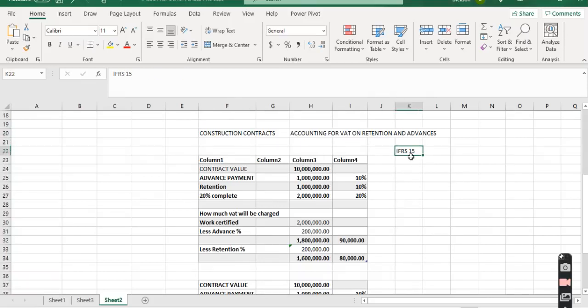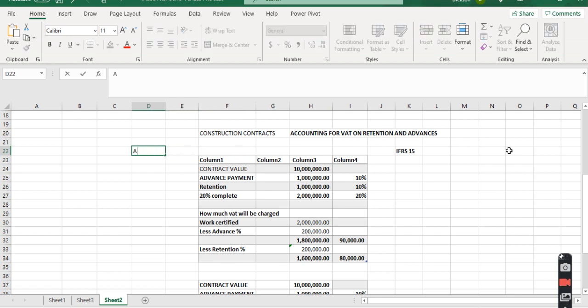International Financial Reporting Standards 15, how to recognize revenue from construction contracts. Basically, at this level, we'll be learning how to treat VAT on advances. VAT in the UAE is 5%. We're learning how to calculate VAT on retention and advances.